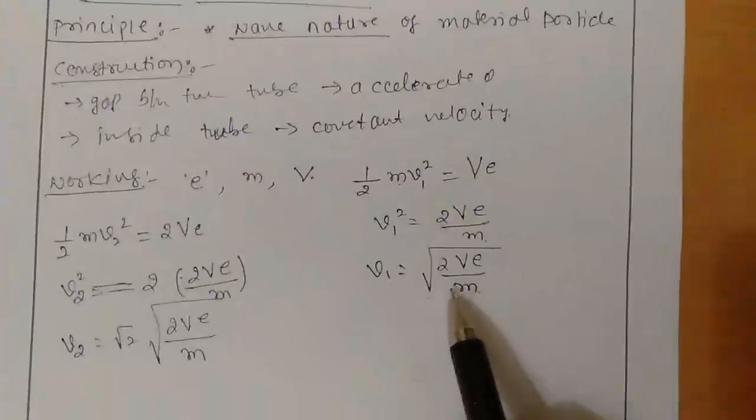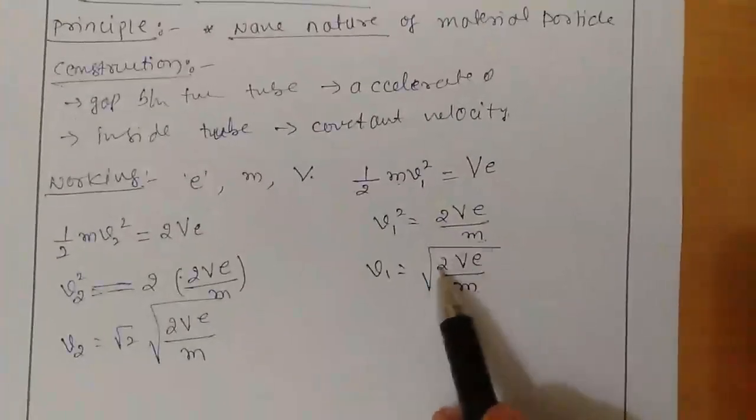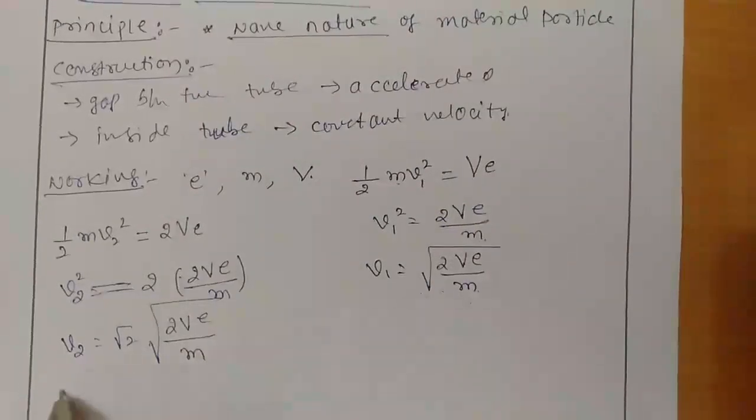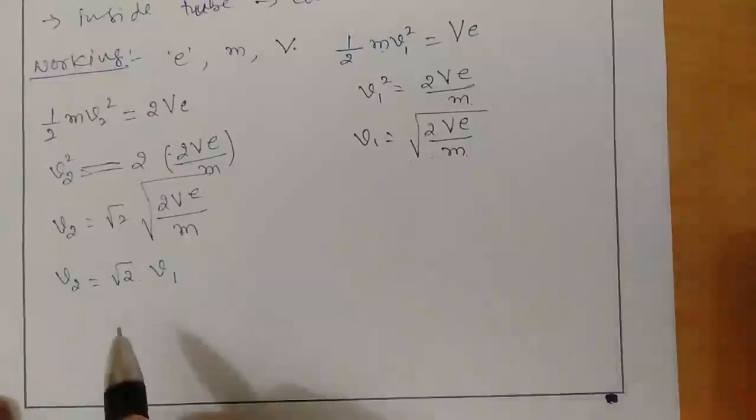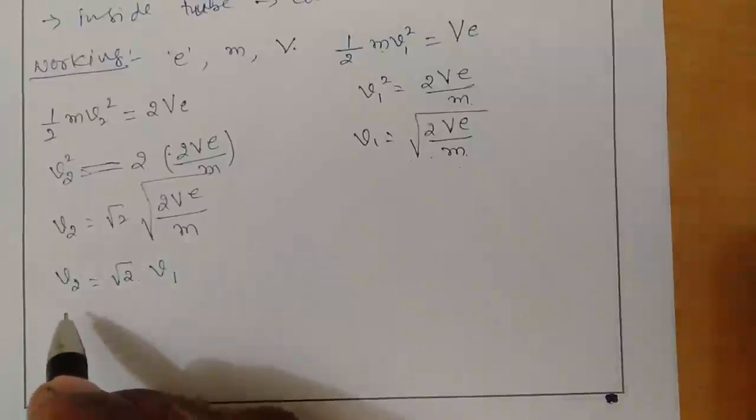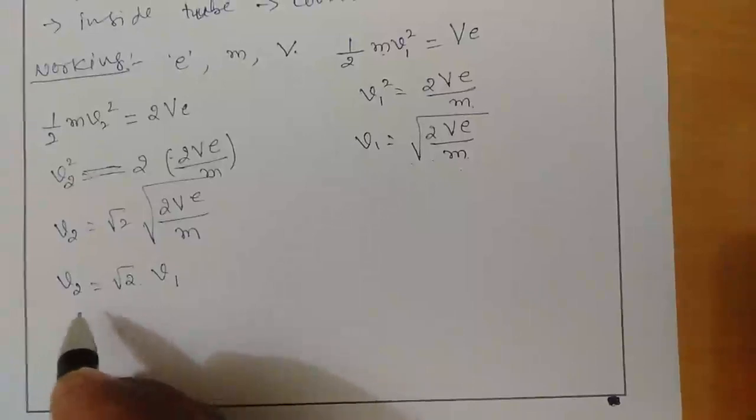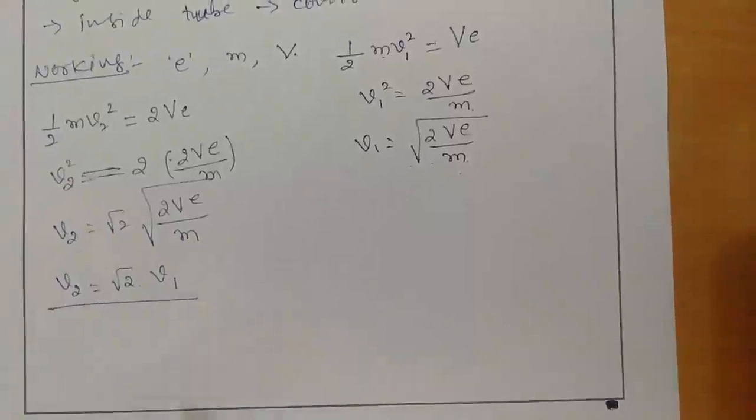If you look at this equation, here we have square root of 2 into v into e divided by m. Here also we have square root of 2 into v into e divided by m. So therefore I can write v2 is equal to square root of 2 into v1. So the velocity of the ion in the second tube must be equal to square root of 2 times the velocity in the first tube. Okay, so this is the second equation that we have got.